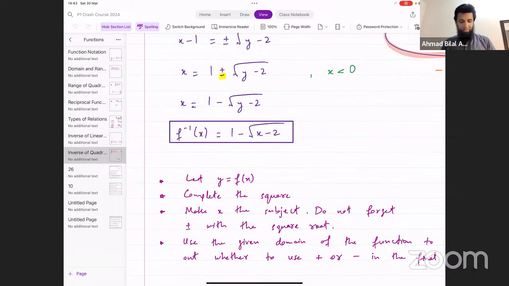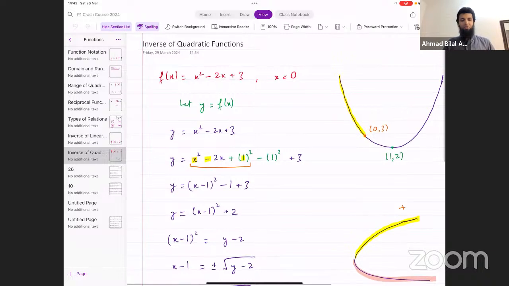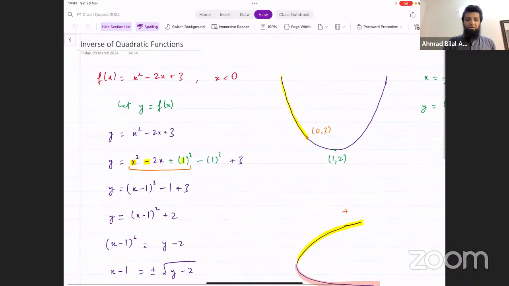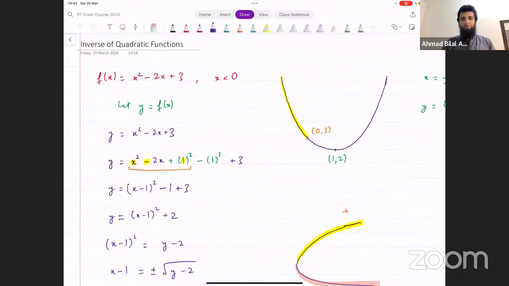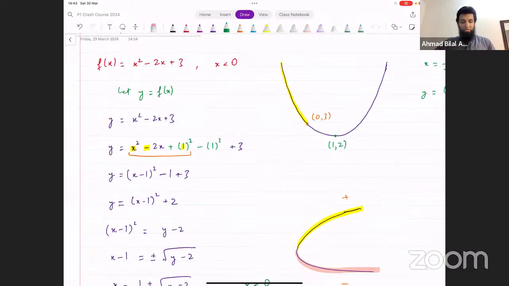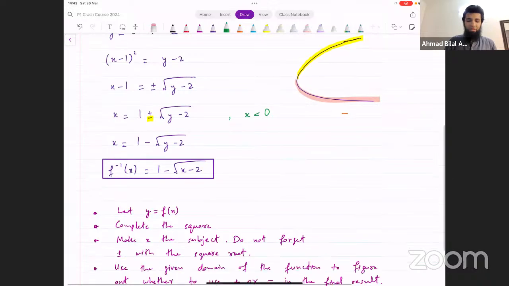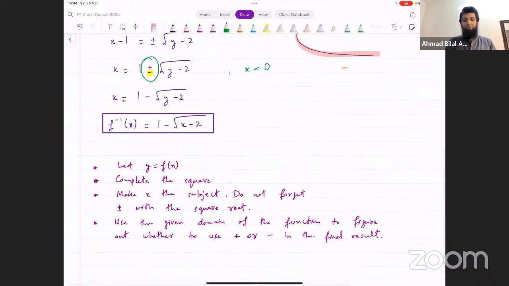In the last session, we talked about inverse of quadratic functions, how to find inverse of quadratic functions. Now, quadratic functions are actually many-to-one functions. However, if you restrict the domain of the function in such a way that it becomes one-to-one, we looked at how we could find the inverse. In this process, we first have to complete the square of the function and then make x the subject. And then when you take square root at the end, you would have plus minus. And then you have to decide whether to use plus there or minus there.